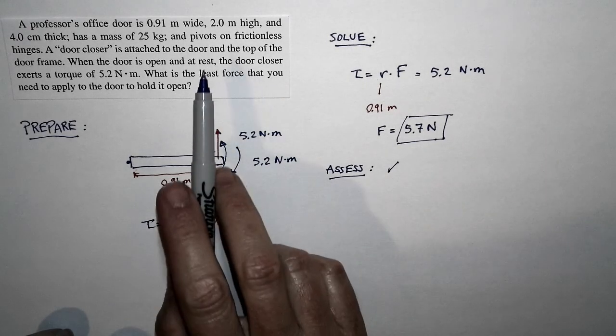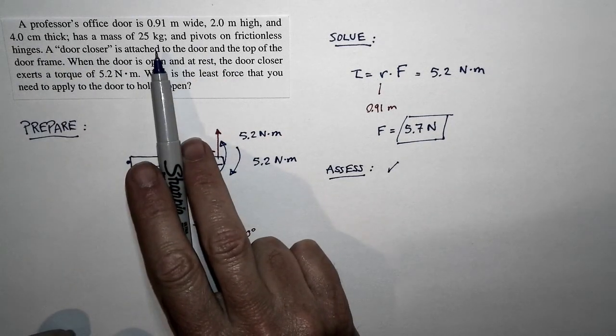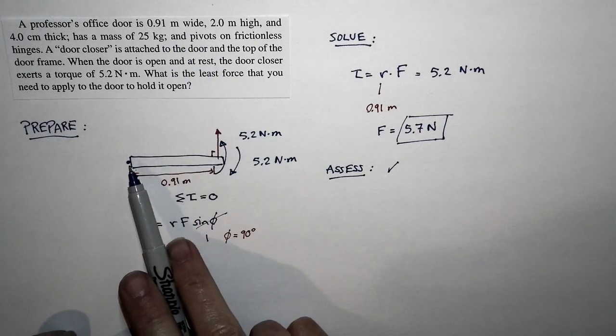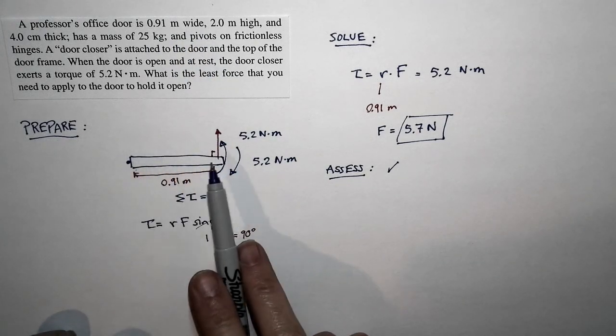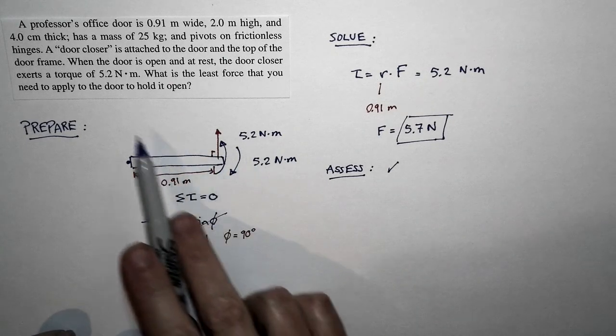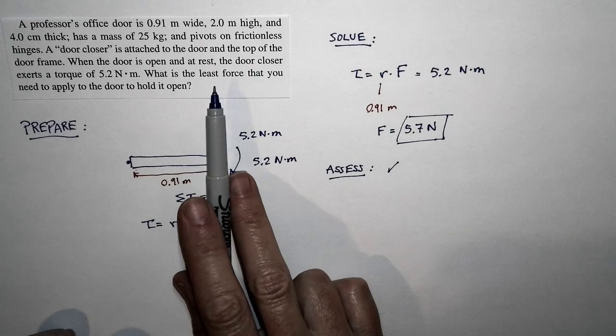But also notice this, we're given the height of the door, the thickness of the door, the mass of the door. None of those make any difference. The only thing that makes a difference is the width of the door, because that gives us the distance from the pivot point where the torque is applied. And sometimes solving problems involves looking at it and figuring out what information is necessary and what information isn't.